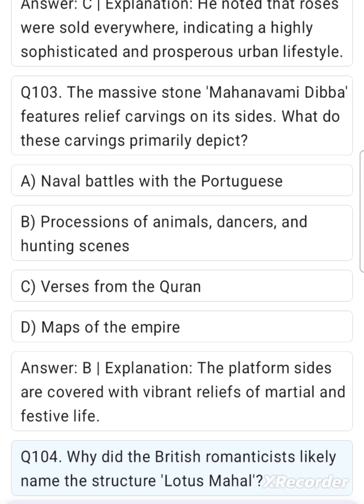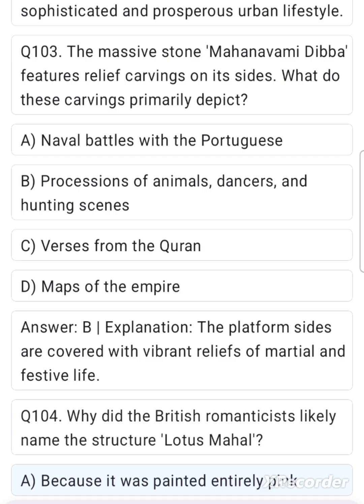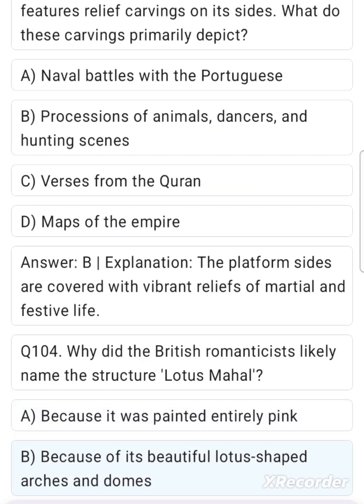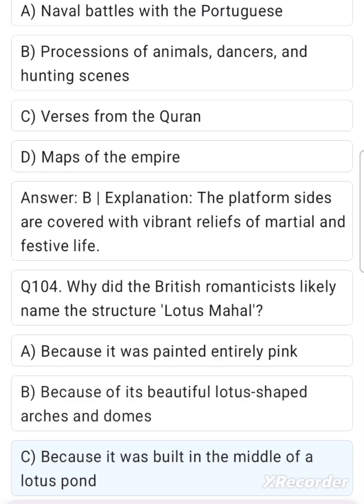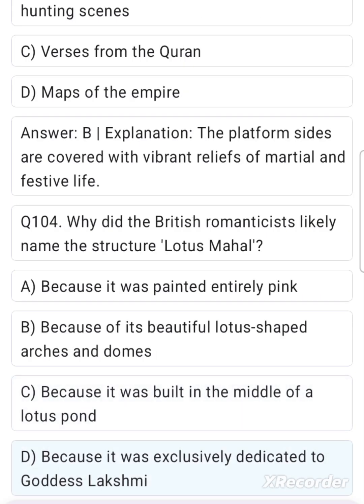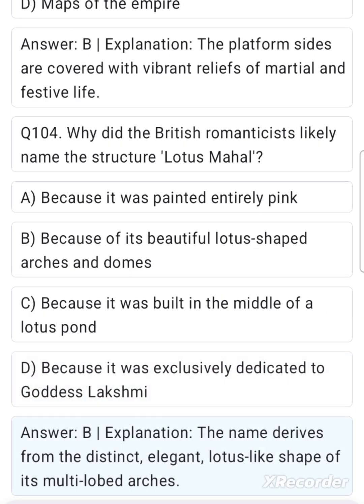Q104. Why did the British Romanticists likely name the structure Lotus Mahal? A. Because it was painted entirely pink. B. Because of its beautiful lotus-shaped arches and domes. C. Because it was built in the middle of a lotus pond. D. Because it was exclusively dedicated to goddess Lakshmi. Answer. B. Explanation. The name derives from the distinct, elegant, lotus-like shape of its multi-lobed arches.